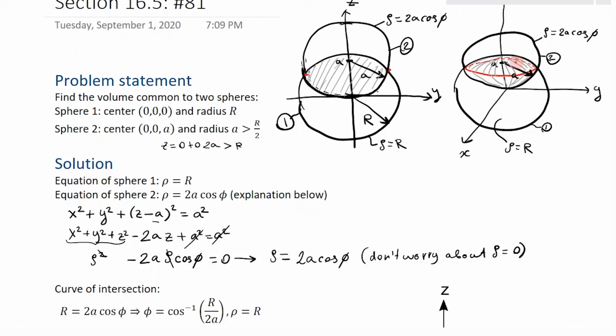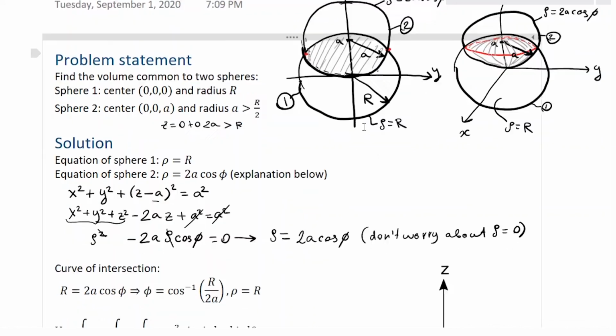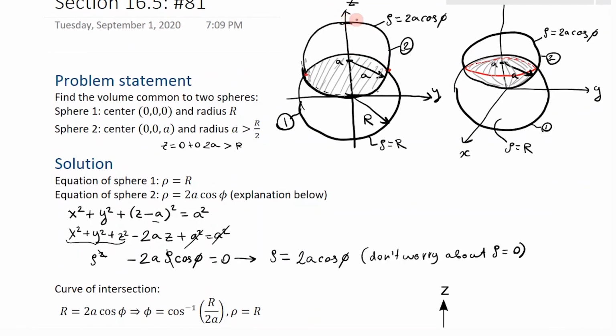Okay, so I want to find what this red line is. The red line happens at the value of phi where rho equals r, because if the two spheres intersect, they have the same value of phi and the same value of rho. Well, I'm not sure if that's the case anymore. Okay, you know what? I'll have to think about that.